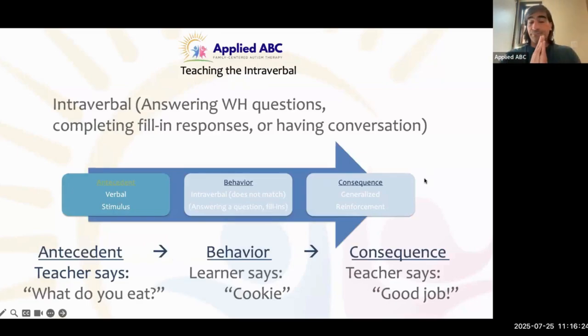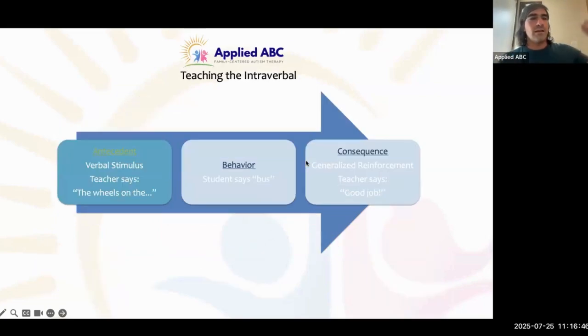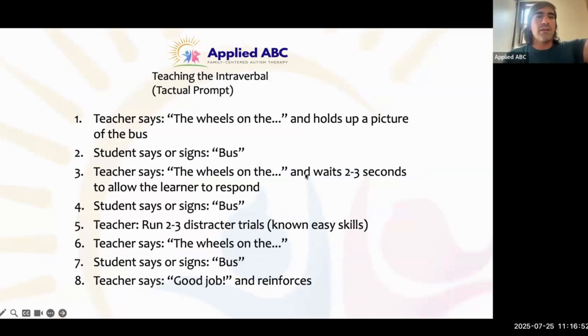Okay, intraverbals. Like we said, intraverbals are responding to language with language. So answering WH questions, completing fill-in responses like ready, set, and the learner will say go, all the way up to having a conversation. Teacher says, what do you eat? Learner says cookie. Teacher says, good job. That's a success. Or the wheels on the, learner says bus. Good job, provide the reinforcer.